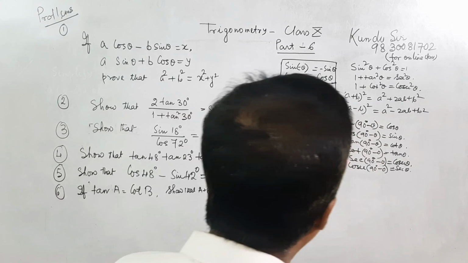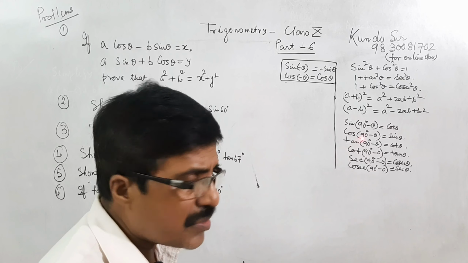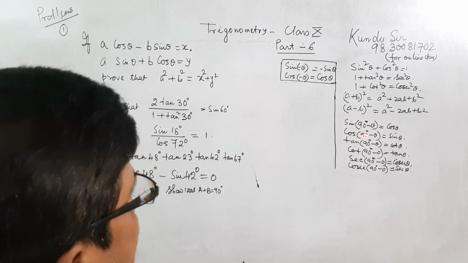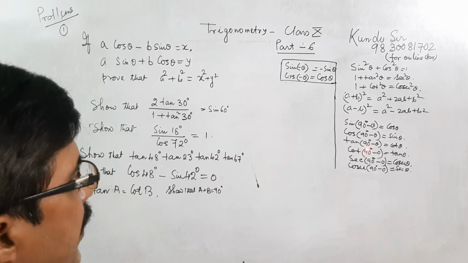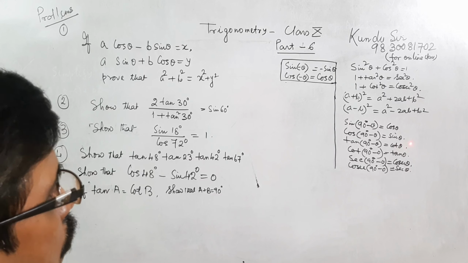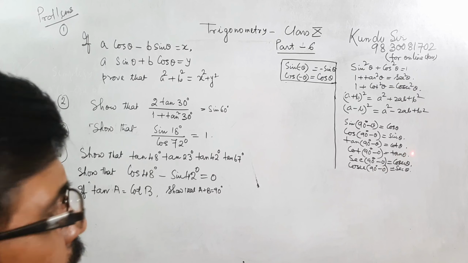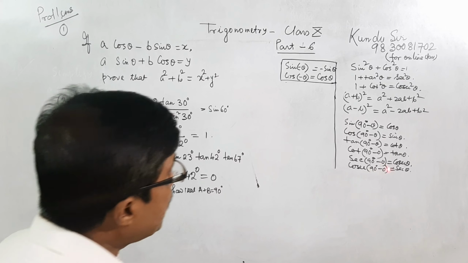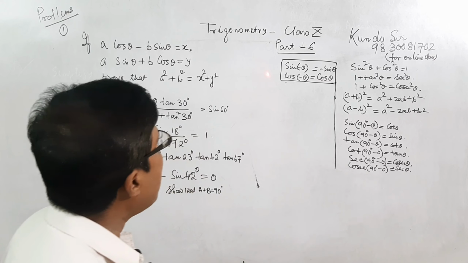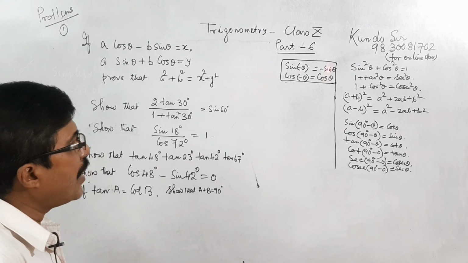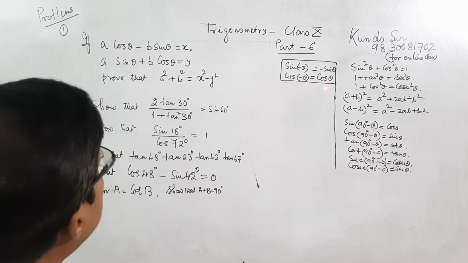Also I have mentioned sin 90 degree minus theta equal to cos theta. Cos 90 degree minus theta equal to sin theta. Tan 90 degree minus theta equal to cot theta. Cot 90 degree minus theta equal to tan theta. Cosec 90 degree minus theta equal to sec theta. And sin minus theta equal to minus sin theta. Cos minus theta equal to cos theta.